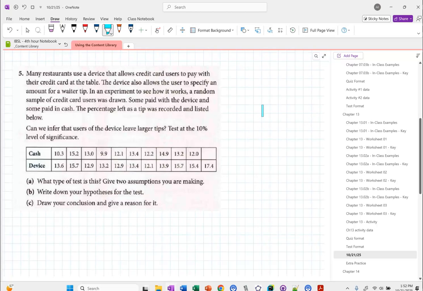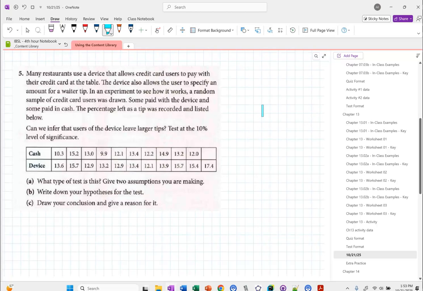This one says, many restaurants use a device that allows credit card users to pay with their credit card at the table. The device also allows the users to specify an amount for a waiter tip. In an experiment to see how it works, a random sample of credit card users was drawn. Some paid with the device and some paid in cash. The percentage left as a tip was recorded and listed below. Can we infer that users of the device leave larger tips? Test at a 10% level of significance.